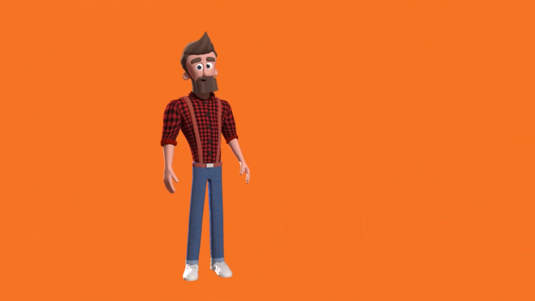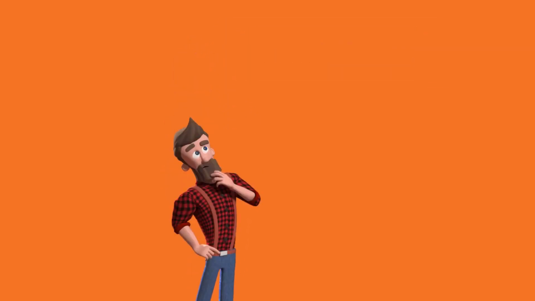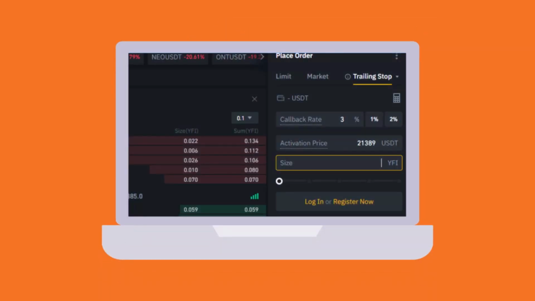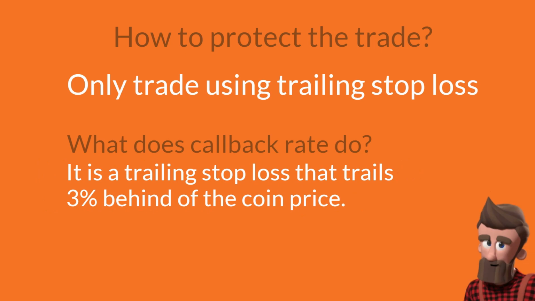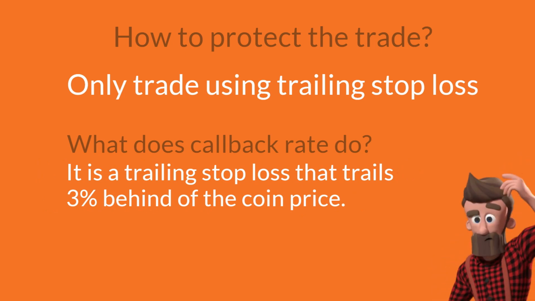So how should you set the stop loss? Your trades must be made using the trailing stop loss order type. And the callback rate should be 3%. This means if the coin's price moves 3% against you, the stop loss will trigger and close the trade.